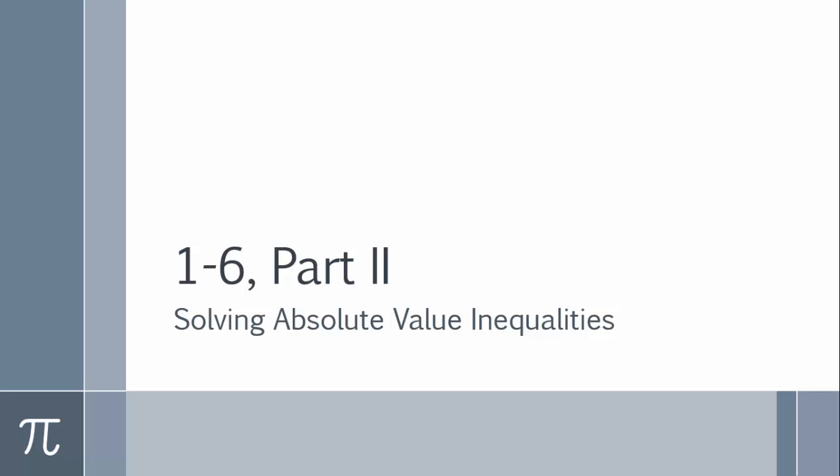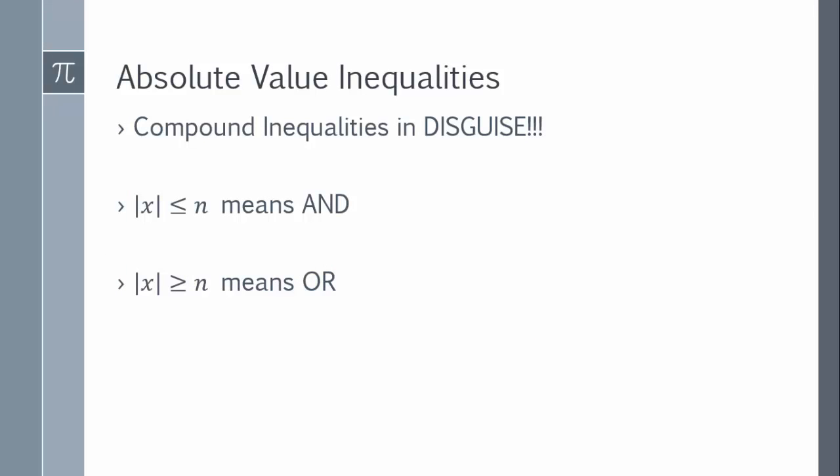So the algebra in this section is not going to be any different than what we did in the last piece of section 1.6. It's just going to be more about understanding which absolute value inequalities look like ands and which ones look like ors. Okay, so I have some notes for that for you to fill in on your sheet, and here it is. So like I just said, absolute value inequalities are just compound inequalities in disguise.